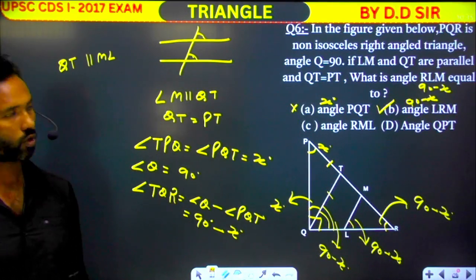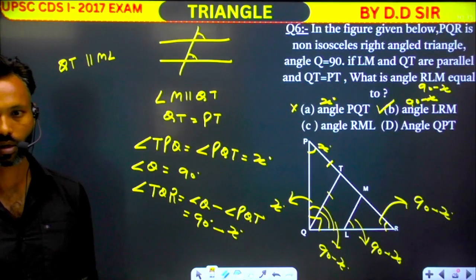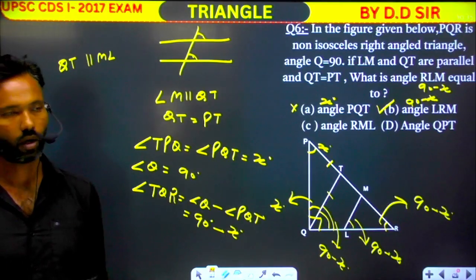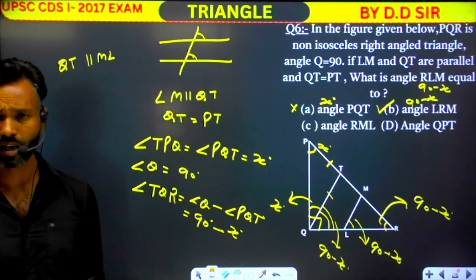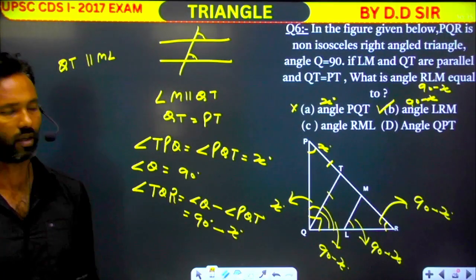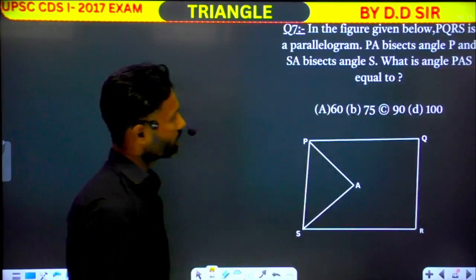Okay, so it was a question from the CDS 2017 question paper, and the question is completely based on the properties of triangles and lines and angles. The level of the question is quite moderate.